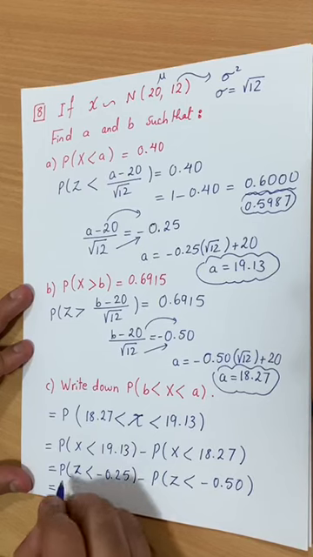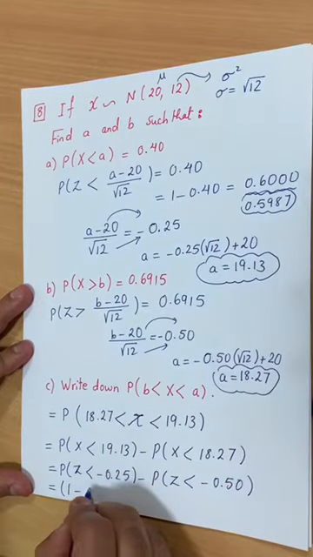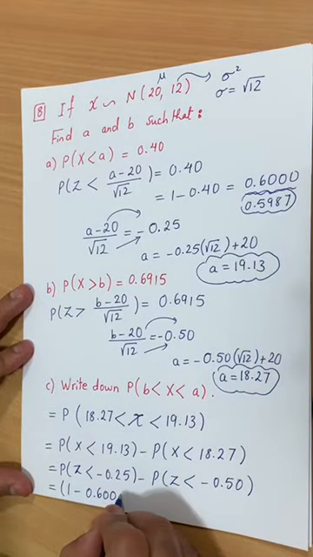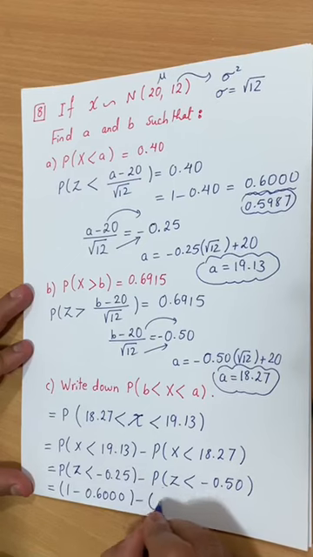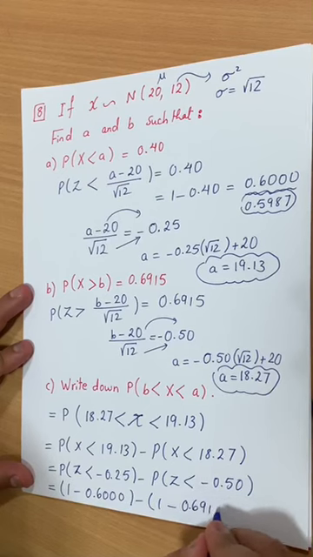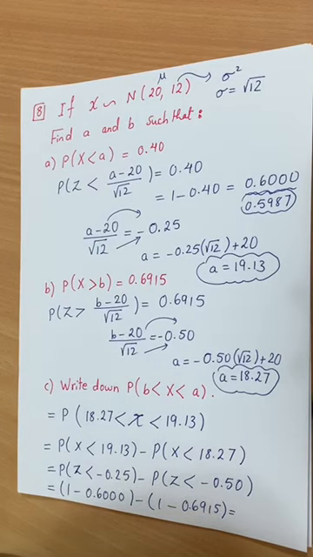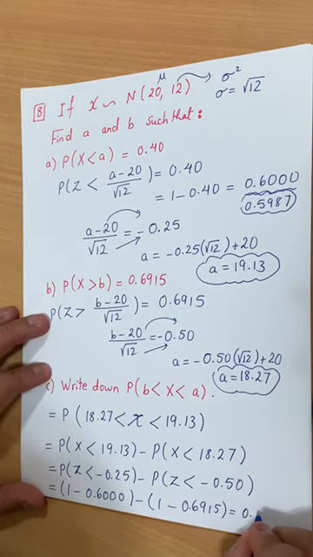Less than negative is 1 minus table value, so 1 minus the table value of 0.25, we'll write 0.6000, and then 1 minus the corresponding value of this, 0.6915, and you do that once on the calculator. 1 minus 0.6 is equal to 0.4, of course, minus the bracket of 1 minus 0.6915. So you'll find the answer as 0.0915.